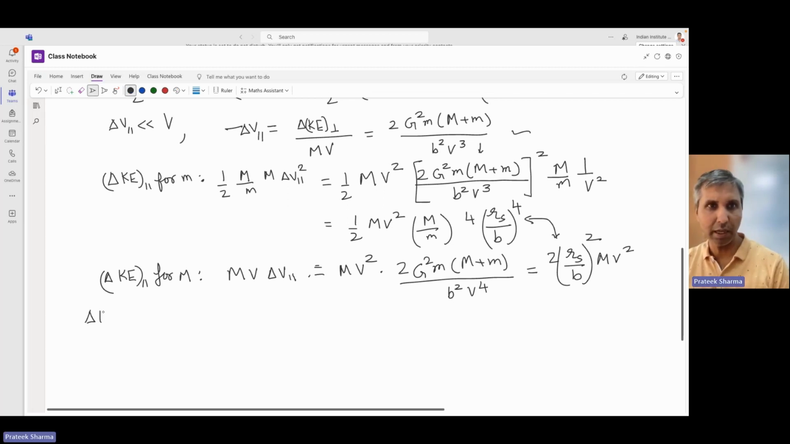So delta KE for small mass m is small compared to delta KE parallel. So there is a difference between parallel and perpendicular scaling. In the perpendicular direction, it's always the small mass which will have more energy. In the parallel direction, it depends on this Rs by B ratio. That's correct. So if Rs is far less than B, then this is small. So this guy will dominate.